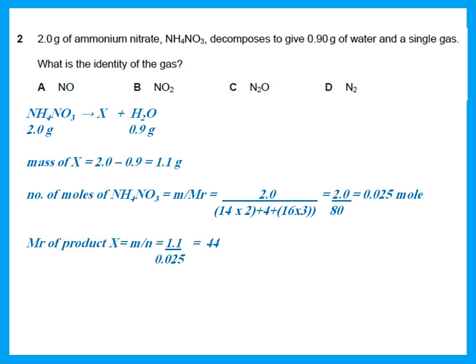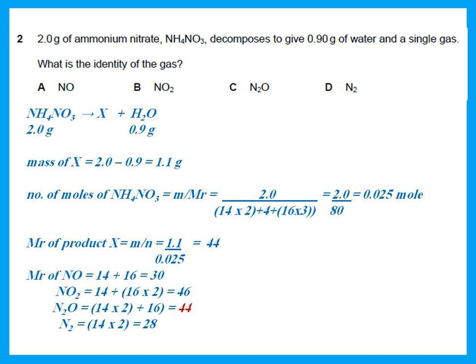Good. Then I can get the MR of the product because the number of moles of ammonium nitrate is the same as the number of moles of X if you look at the equation. And that means I can get the molecular mass of X from the mass that we got, which is 1.1, over the number of moles. So that means that the MR of the compound that we're looking for is 44. So I look at the choices that I have. Which of these has an MR of 44? I find that it is C.